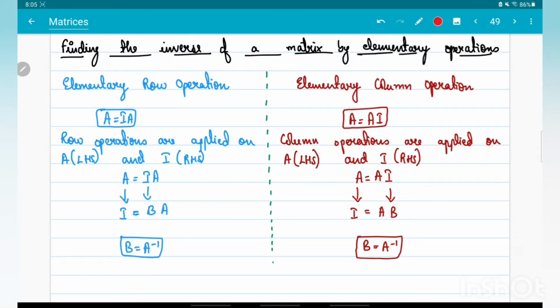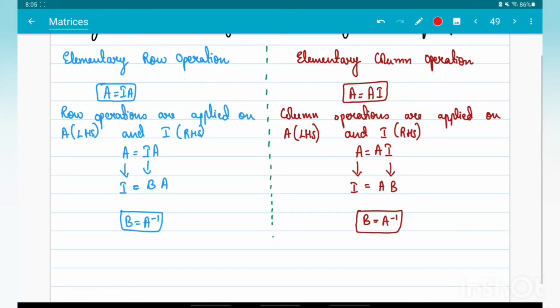Okay, so now we're going to find the inverse of a matrix. We knew that there were three elementary operations, and we can apply them on the row, and the same elementary operations can be applied on the column also. You can either apply those operations on row or on column, that depends upon you, or they might tell you in the question whether you have to apply the row operation or the column operation.